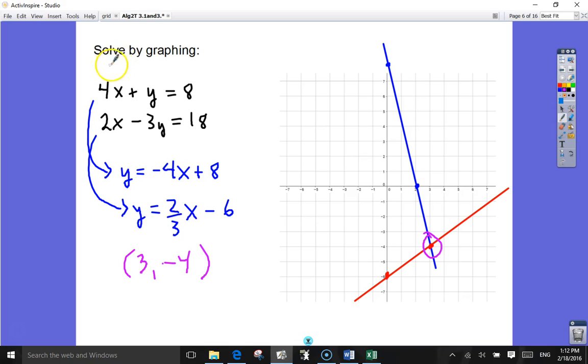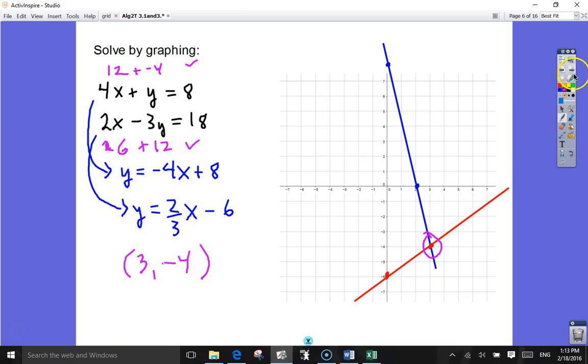If I do the one up here, 4 times 3 is 12, plus -4 is 8. That checks. This one: 2 times 3 is 6, minus 3 times -4 is like plus 12. So that's good too. So what you can see is that when you solve by graphing by hand, it has to do with how accurate your graph is. If you're drawing without a ruler, without all the tools like that, you might get close, but you're not likely to get exact.